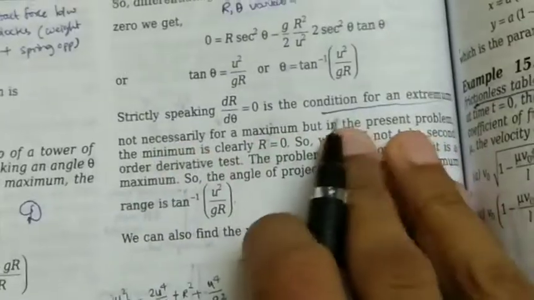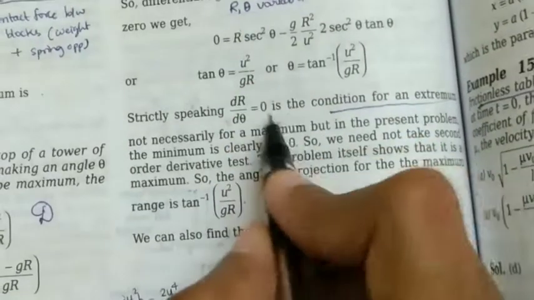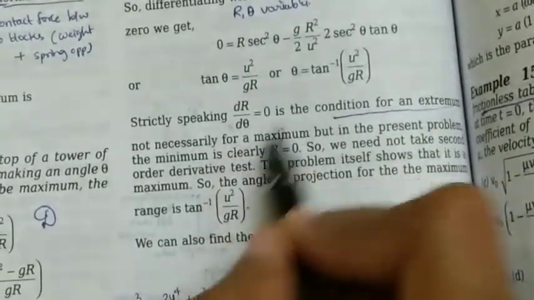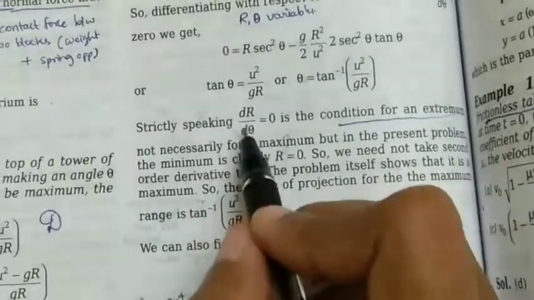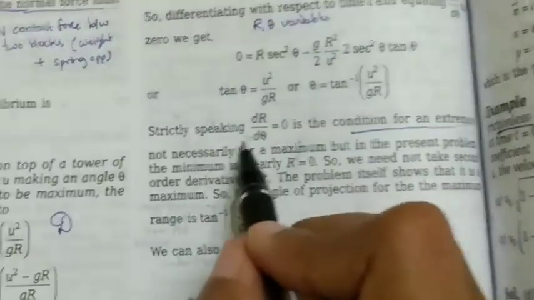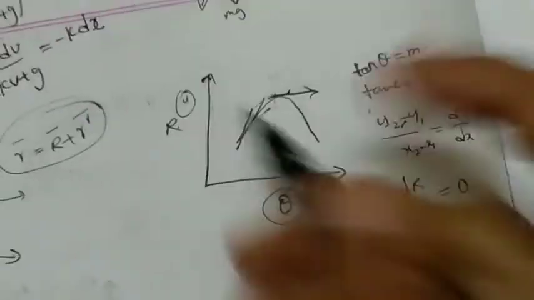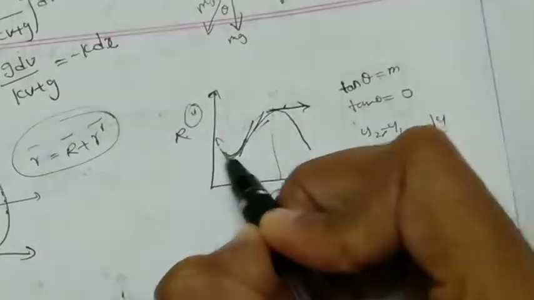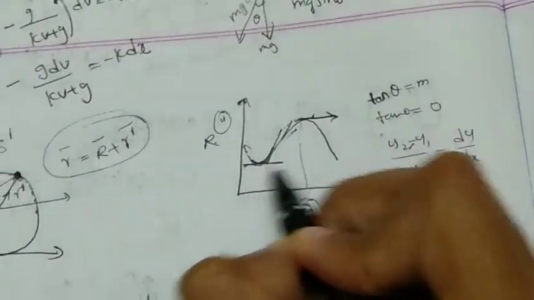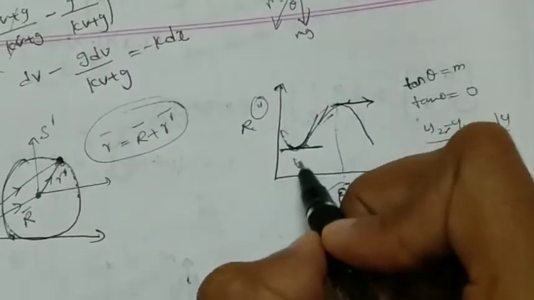Strictly speaking, here is the condition for an extremum, not necessarily for a maximum. In the same way, for a minimum also this condition would be satisfied, whether it is maximum or minimum. If you have a minimum, suppose like this, then at that minimum also the tangent would be parallel to the x axis, and tan theta equals 0.